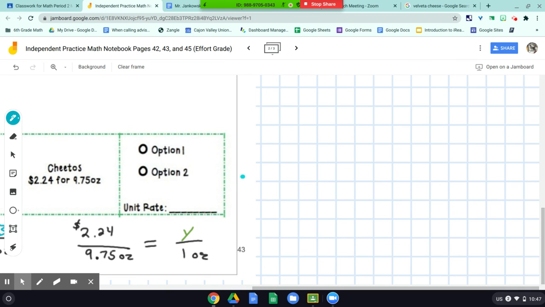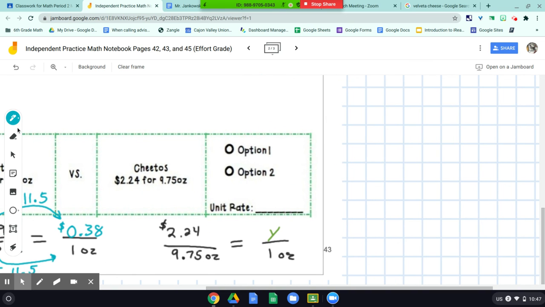Now, we can set this up the same way. We can say 975 hundredths of an ounce can be divided by 975 hundredths to get 1. But I have to do the same to the top part of our ratio as well. So 224 hundredths divided by 975 hundredths. So I'm going to do that on the side.